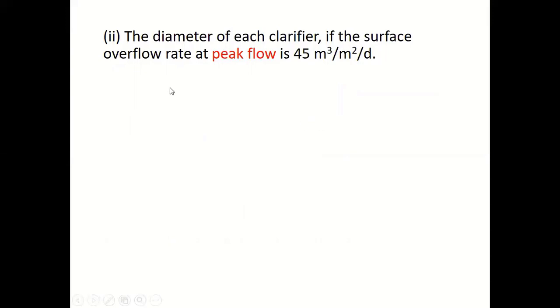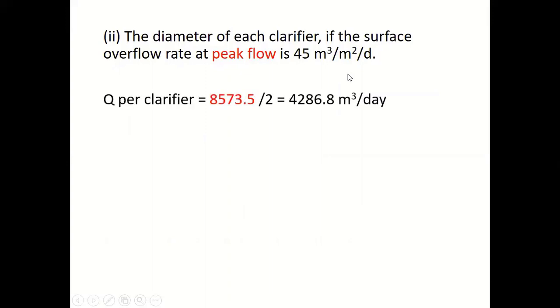Then the second requirement is the diameter of each clarifier. If the surface overflow rate at peak flow, okay, notice that it's given to you at peak flow is 45 meter cubic per meter square per day. Okay, so what do we have to do here? We apply the equation of Q. Q per clarifier, because they are in parallel, so each clarifier has its own Q. Okay, so each clarifier is receiving the half of the Q. Okay, so each clarifier Q is 4,286.